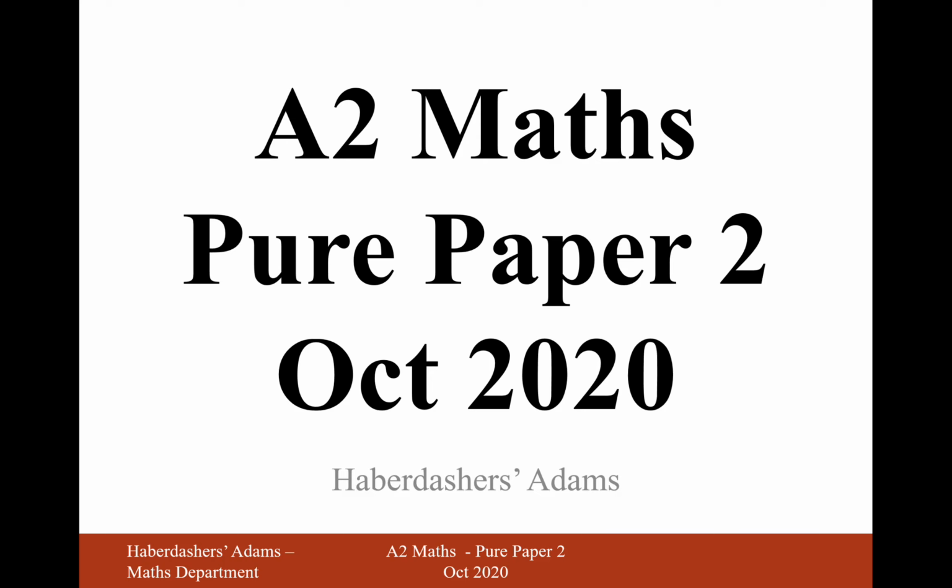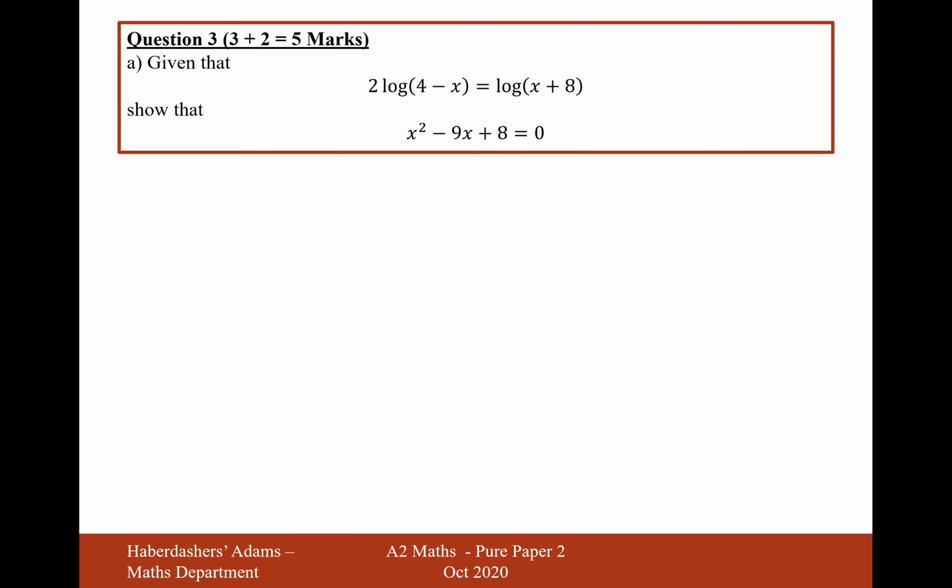Hello there, welcome to the October 2020 paper. Here we're looking at question 3. Given that 2 log(4 - x) = log(x + 8), show that x² - 9x + 8 = 0. Now what you might be thinking here is, log to the base of what?